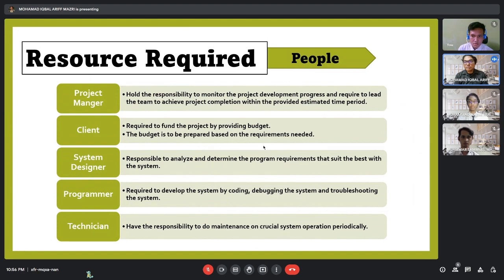The system designer is responsible for analyzing and determining the program requirements that suit the system best. The programmer is required to develop the system by coding, debugging, and troubleshooting the system. Lastly, the technician has the responsibility to do maintenance on crucial system operations periodically.